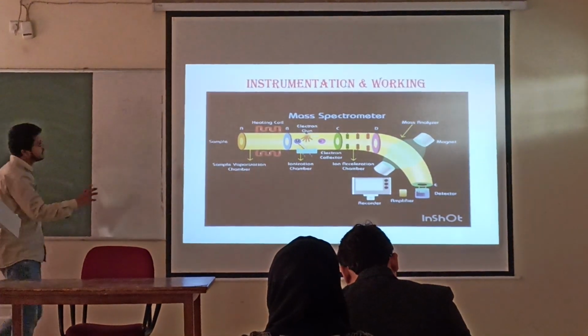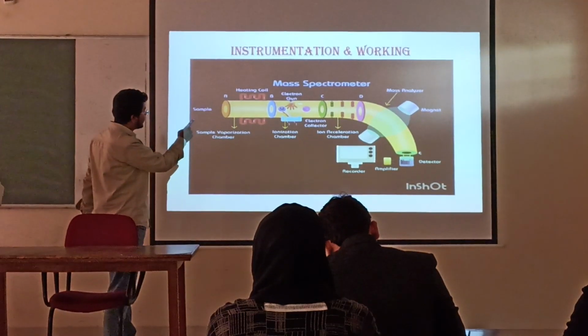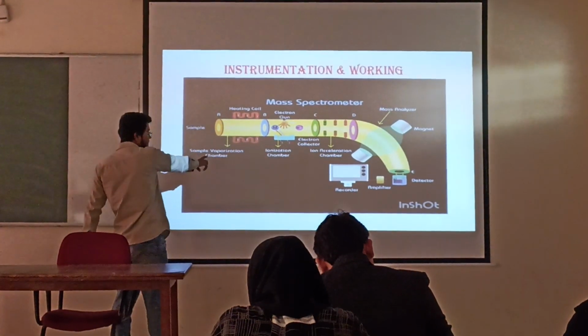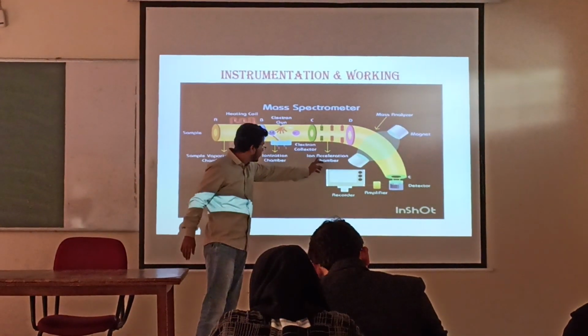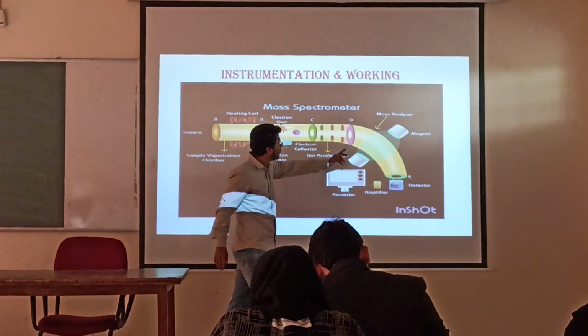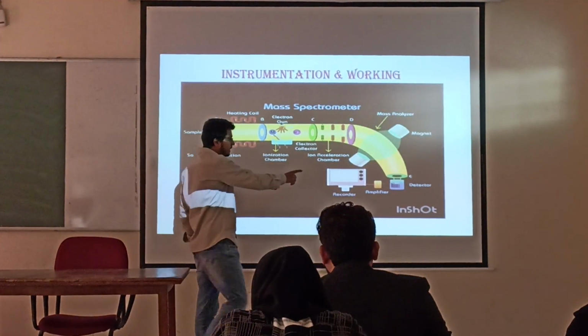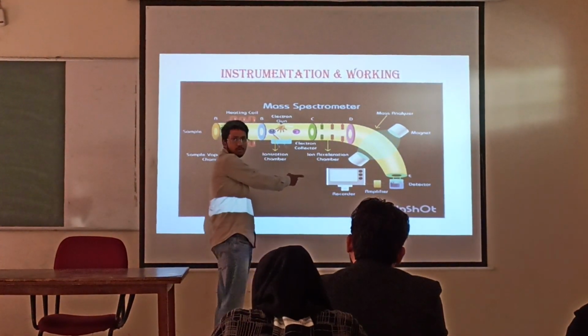Here is the instrumentation. You can see the mass spectrometer. There are different chambers separated by slits. The first chamber is the sample vaporizing chamber, the second chamber is the ionization chamber, the third is the ion accelerating chamber, and the fourth is the magnetic chamber, which is also called the mass analyzer, and then the detector, and then an amplifier to amplify the signal, and then the recorder to make the graph.